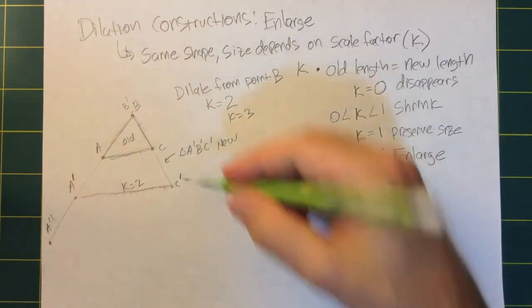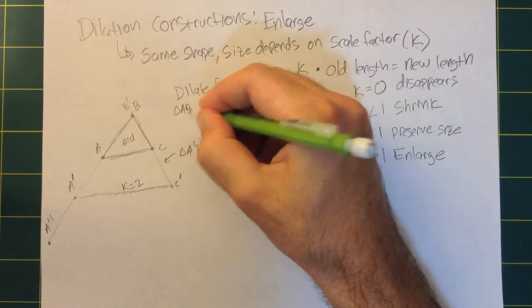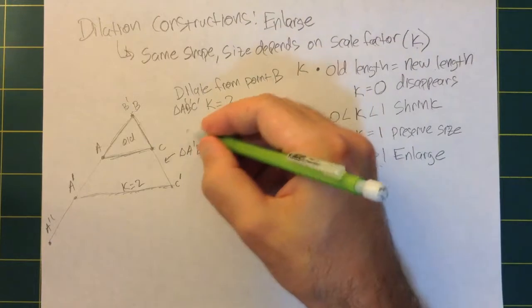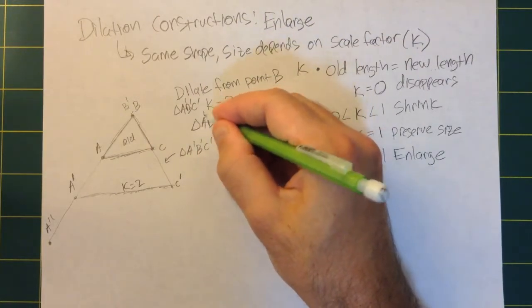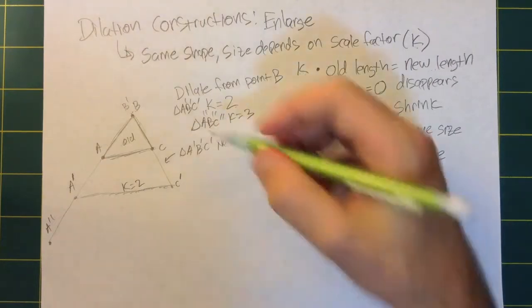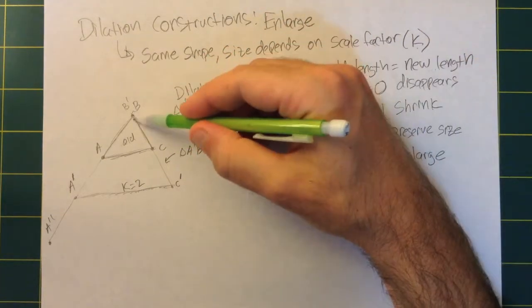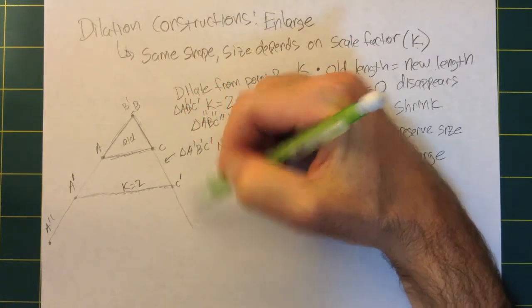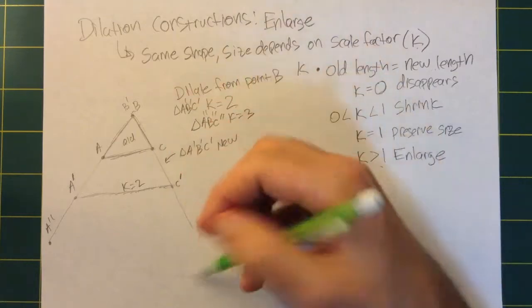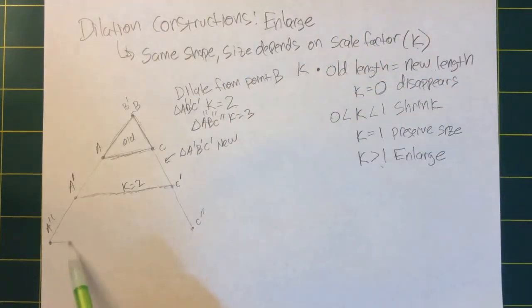So this is where A double prime would be. This one is triangle ABC prime. This one will be triangle ABC double prime. To go from B to C, if I wanted to use a scale factor of 3, I would double it, triple it. 1, 2, 3. This is where C double prime would be.